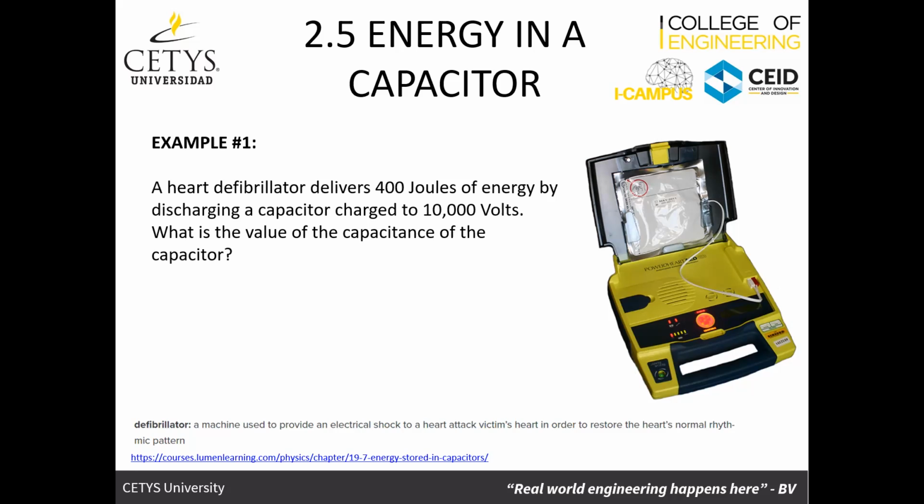Pronounced joules, like joules. Units for energy. So let's identify the variables that we have here. First off, the energy in the capacitor. I'm going to call that, what color should I use? I'm going to use an orange. I'm going to say that U is the energy that's stored in the capacitor, and that's 400 joules.